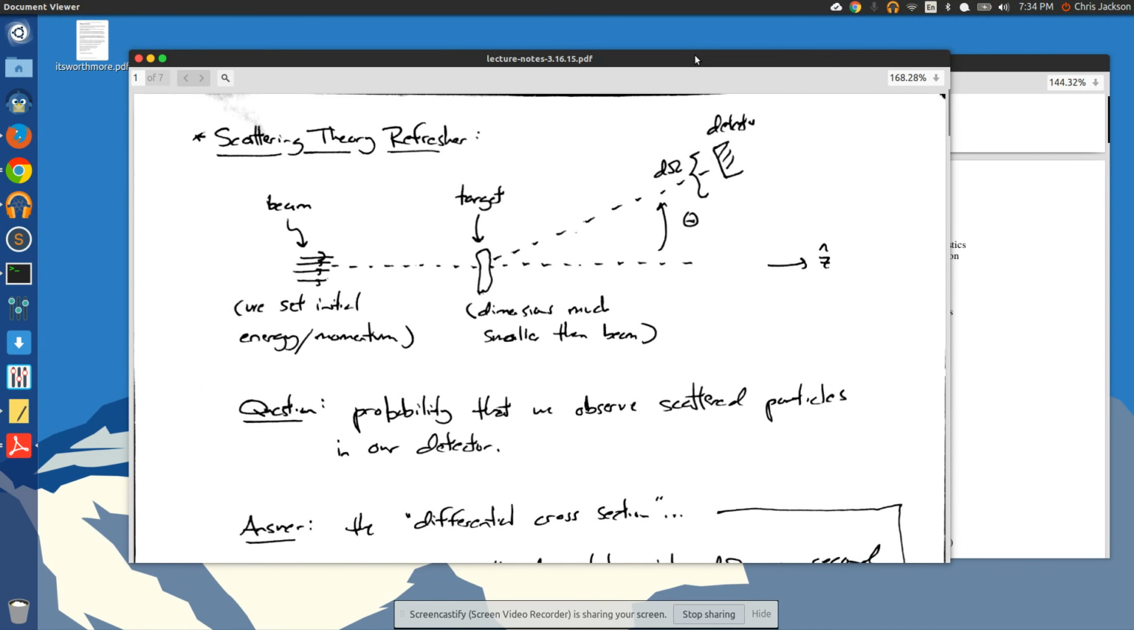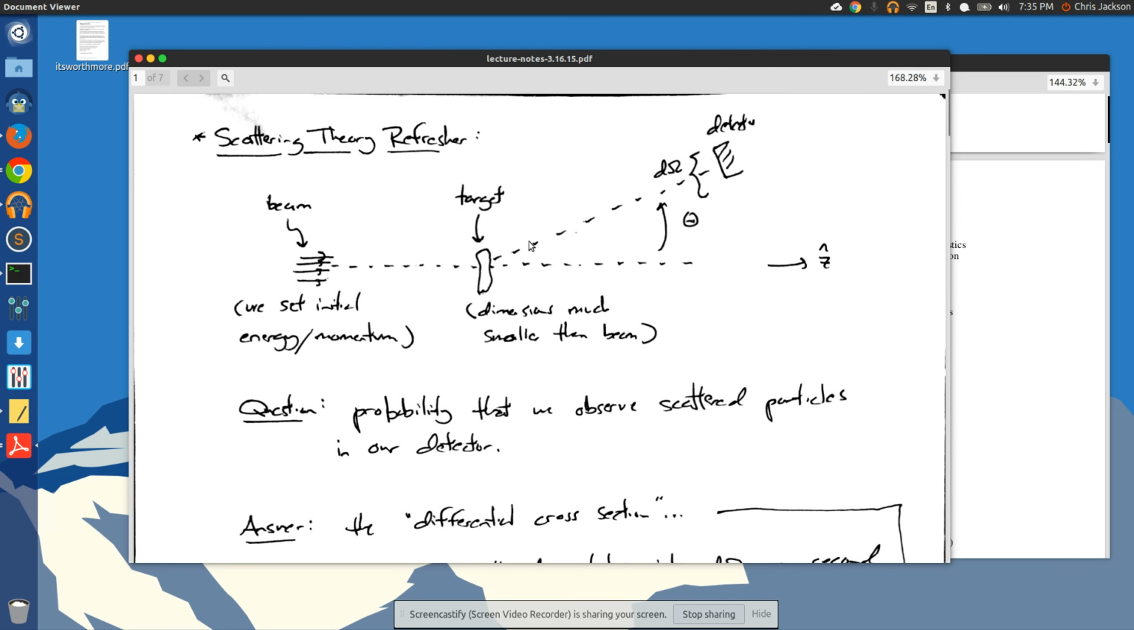Last time we left off, we had started talking about scattering theory, so I thought I'd start out with just a little refresher to remind us where we are. So the basic setup is this picture that I have here, okay?